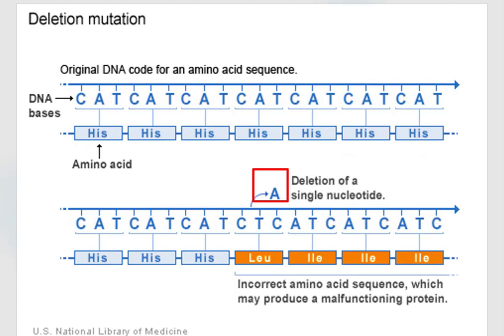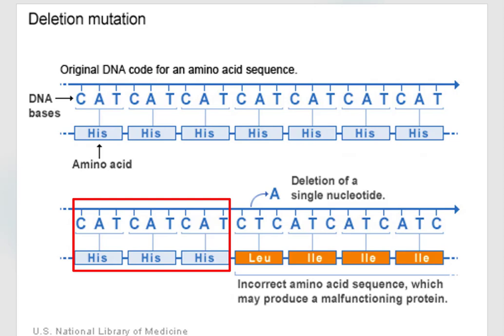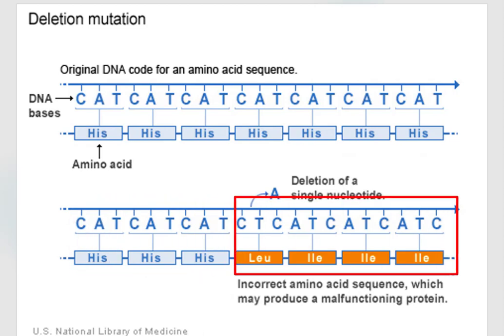A, and produces a completely different amino acid sequence after where base A is deleted. CAT, CAT, CAT. When A is omitted, the reading frame can be CTC, which codes for leucine, ATC, which codes for isoleucine, ATC codes for isoleucine, ATC again codes for isoleucine. This shift of reading frame results in an incorrect amino acid sequence, which may produce a malfunctioning protein.